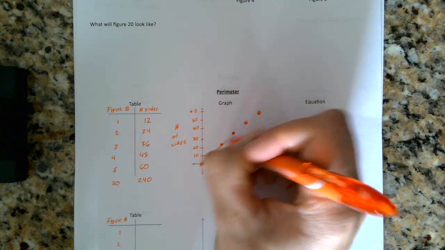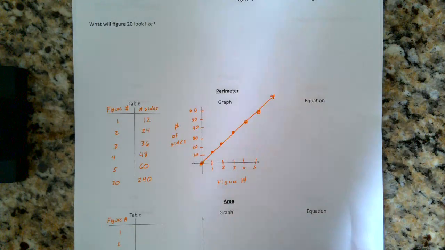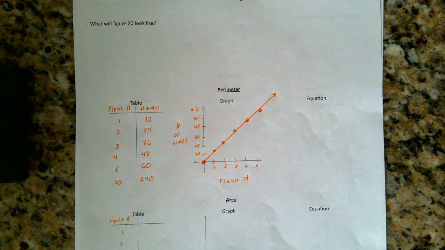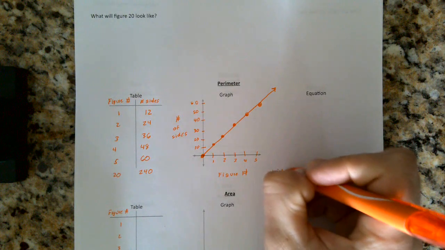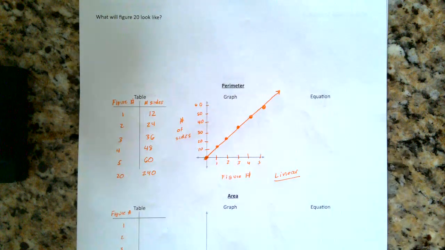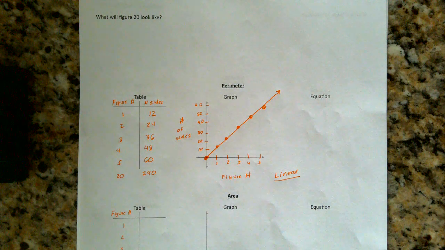Now, what you're going to notice, in this very, very rough sketch, is that the points form a line. And if you remember, what we call a line is what we call linear. So with perimeter, we saw that it looks linear. So if we're going to write an equation, we're looking for an equation for the perimeter.